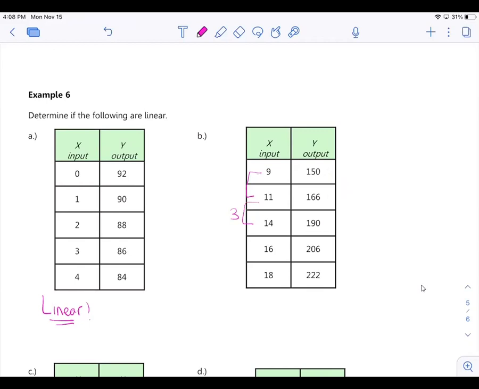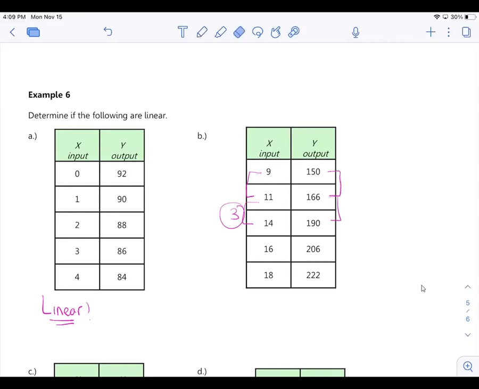Now, if we look over here, this went to 16, right? If we do 166 plus 16, we don't get 190 either. Now, this is the thing you have to be careful with. That doesn't mean it rules it out from being linear. It would be much easier if just this 3 was the mishap. But what we want to do is go ahead and find that slope.